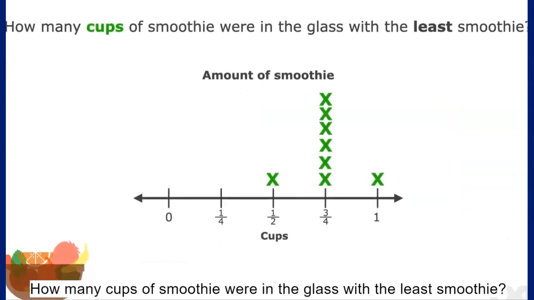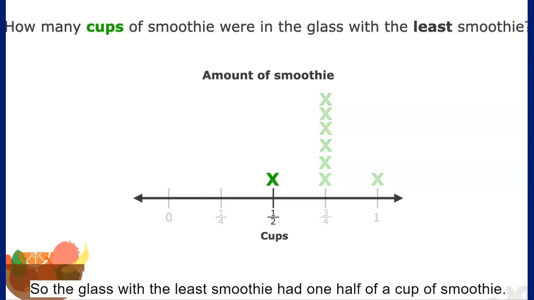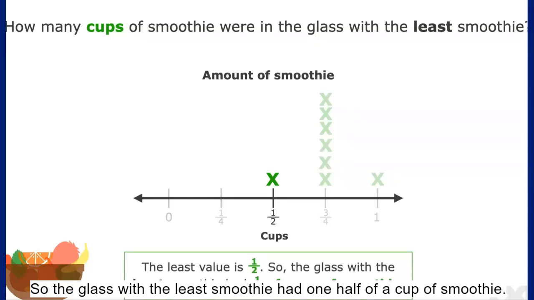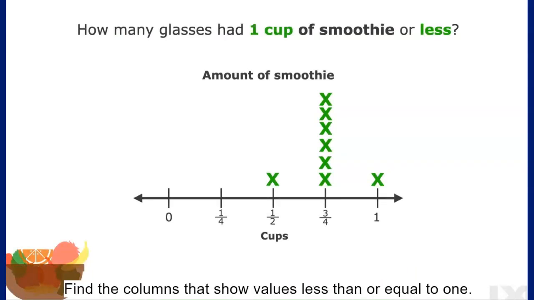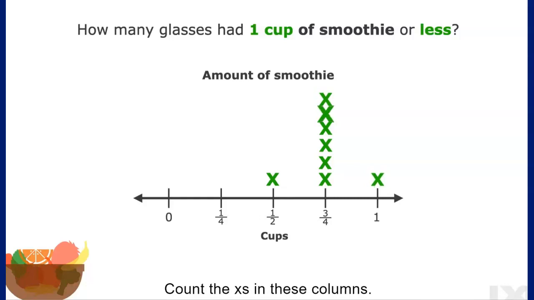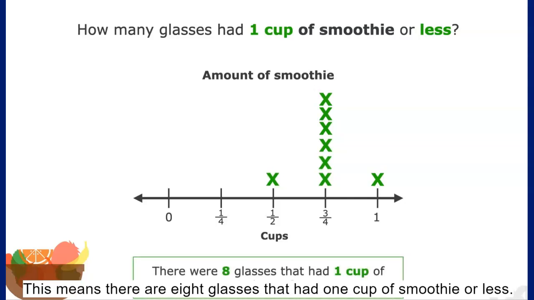How many cups of smoothie were in the glass with the least smoothie? The least value is 1/2, so the glass with the least smoothie had 1/2 of a cup of smoothie. How many glasses had 1 cup of smoothie or less? Find the columns that show values less than or equal to 1. Count the x's in these columns. There are 8 x's. This means there are 8 glasses that had 1 cup of smoothie or less.